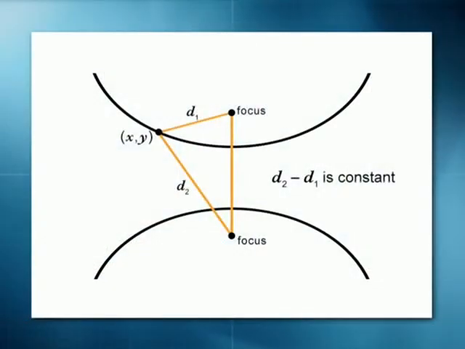Here's a picture of what I'm talking about. You have two foci, a focus here and a focus here, and a point x, y is on the hyperbola if the difference of the distances is constant: d2 minus d1 is a constant. Kind of complicated. It's not the sum of the distances anymore like it was with an ellipse, but now it's the difference. And it turns out with this definition that the difference is a constant, you can derive the equations of a hyperbola. It has two pieces, two branches, as indicated there in the figure.